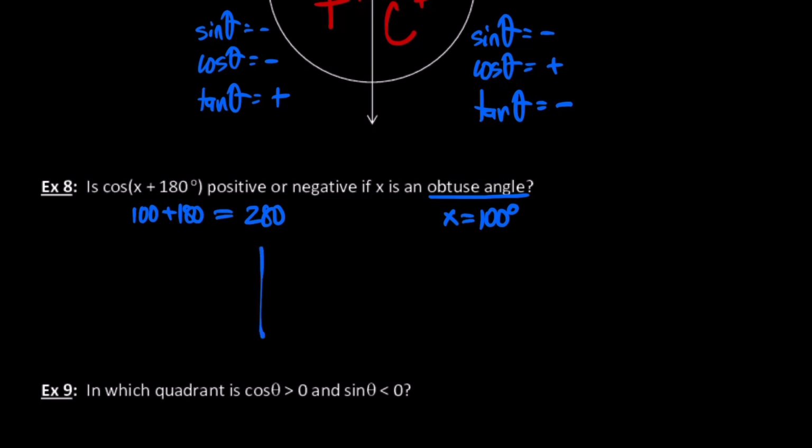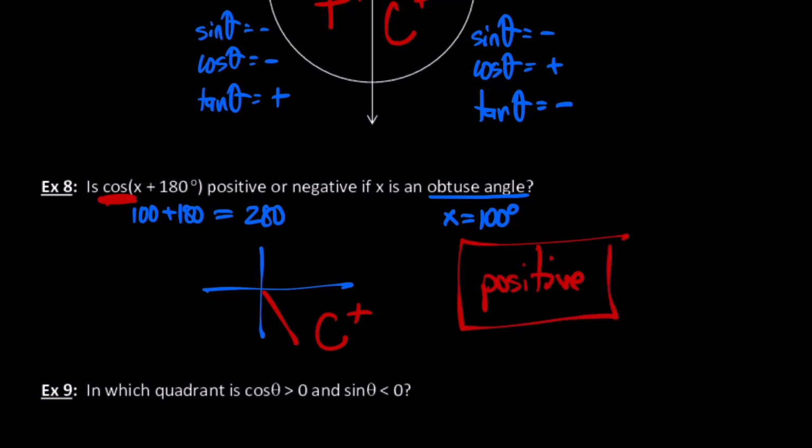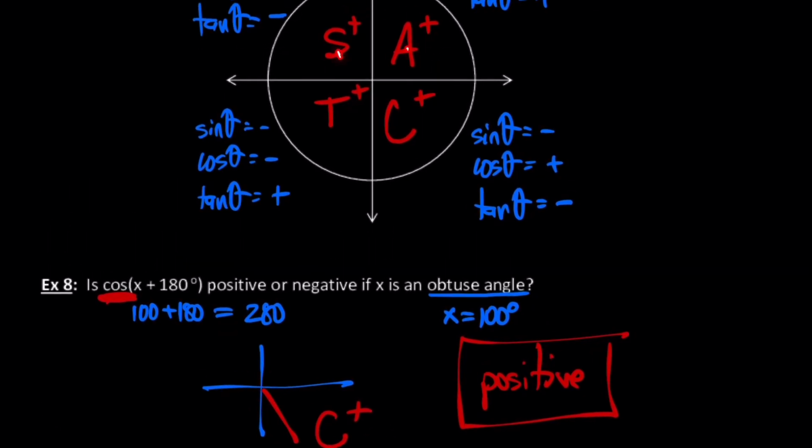So now, where is 280 degrees? So if you think about it, there's 0, 90, 180, 270. So 280 has to be in here. I'm talking about an angle in the fourth quadrant. Remember your ASTC, and that is cosine. So is cosine positive or negative? It's positive. Don't expect to be able to go away from here and say, oh, positive or negative. Think about it. Put yourself into the unit circle to see what quadrant you're in, and then remember your ASTC.